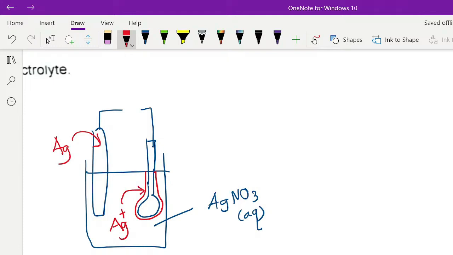So how do I attract a positive ion? I attract it with a negative terminal. So here my terminal is negative and here positive, right? Negative, positive. Now what do I call the electrode that attracts cation? I call it the cathode. So we put the spoon on the cathode and we put silver bar on the anode.